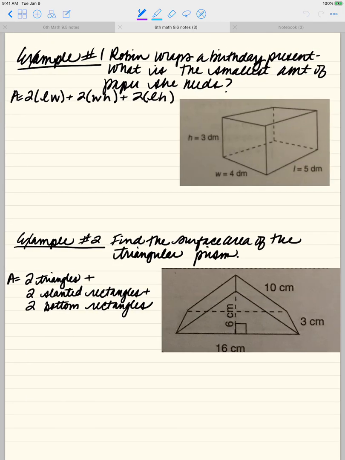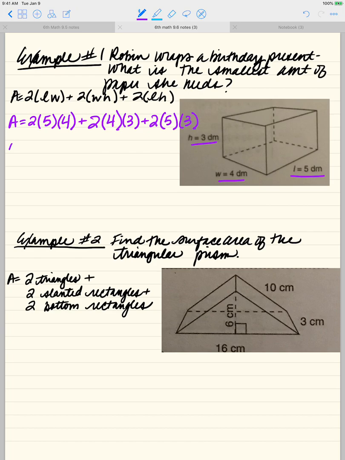Example number 1. Robin wraps a birthday present. What is the smallest amount of wrapping paper that she needs? So here we have her birthday present, okay? And we have a height, we have a width, and we have a length. So we just get to plug those values into our formula, all right? So A is equal to 2 times length times width. So length is 5, width is 4, plus 2 times width times height. So 4 times 3 plus 2 times length, which is 5, times height, which is 3.